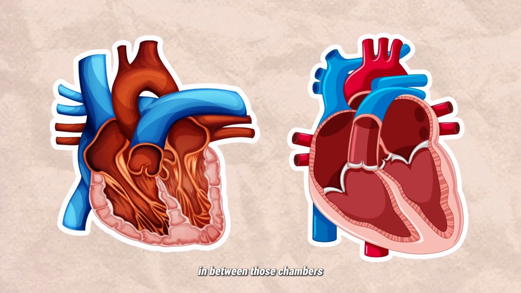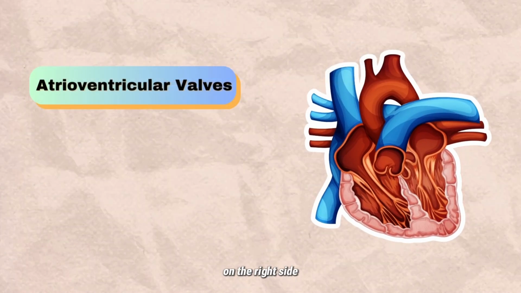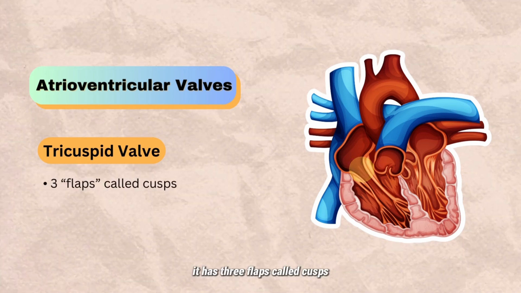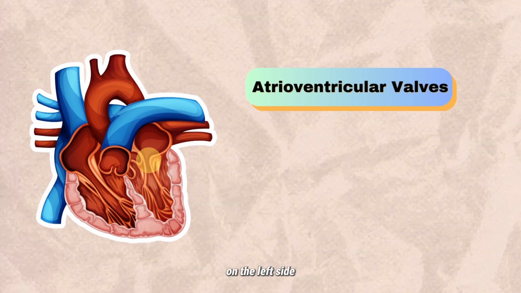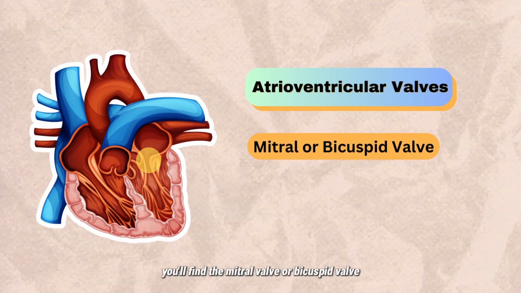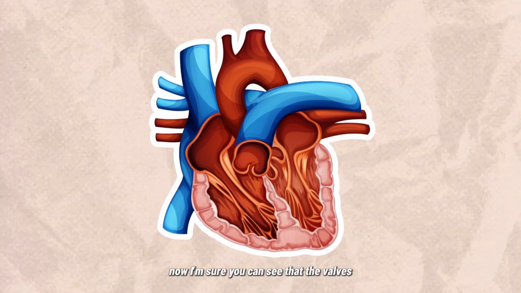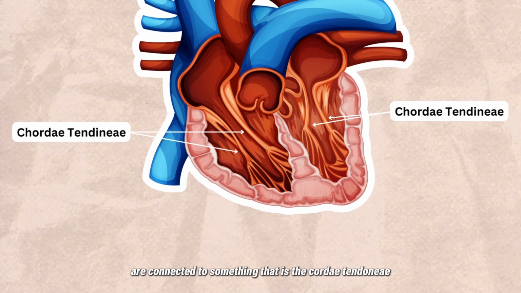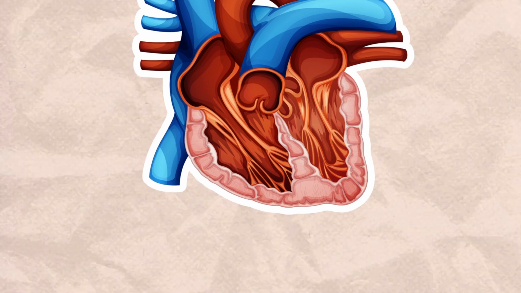In between those chambers, you'll find atrioventricular valves. On the right side, you have the tricuspid valve. It has 3 flaps called cusps, hence its name, tricuspid. On the left side, you'll find the mitral valve or bicuspid valve, since it only has 2 cusps. Now, I'm sure you can see that the valves are connected to something, that is, the chordae tendineae. It is a cord that connects the cusps to papillary muscles, which are these finger-like protrusions.